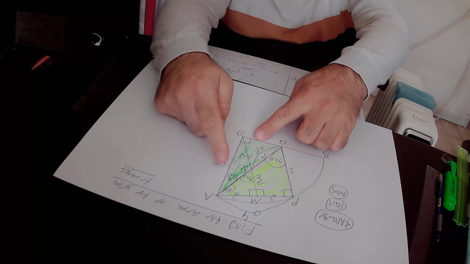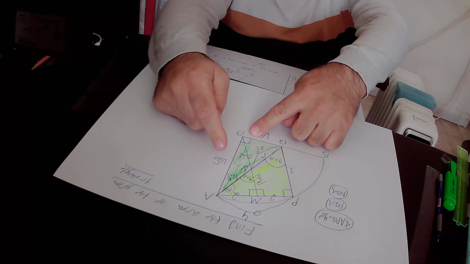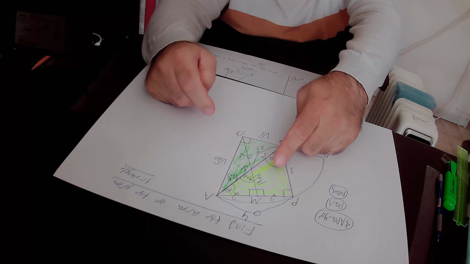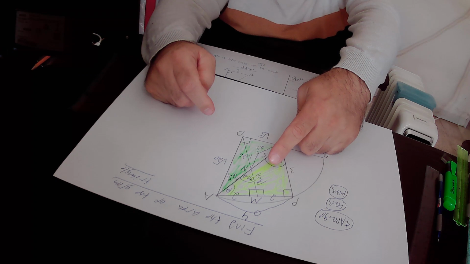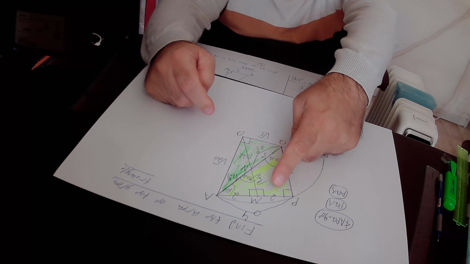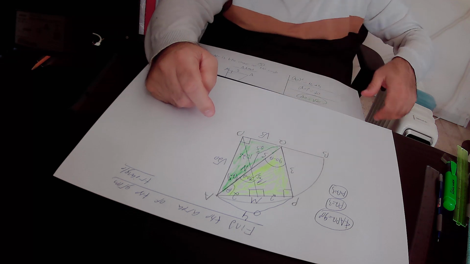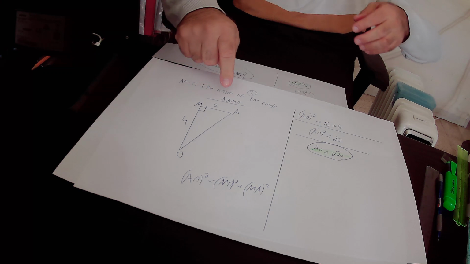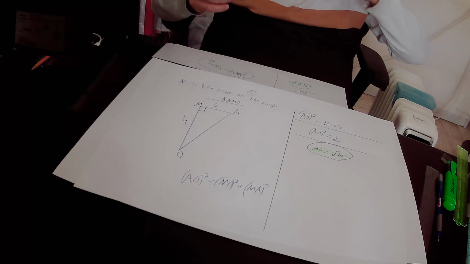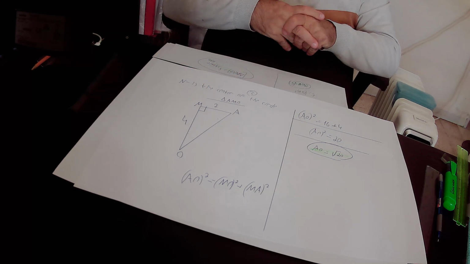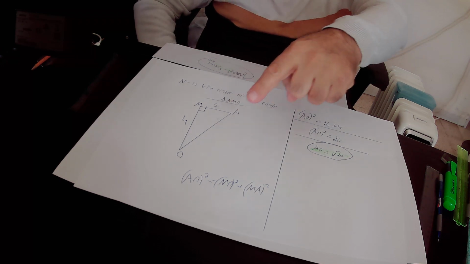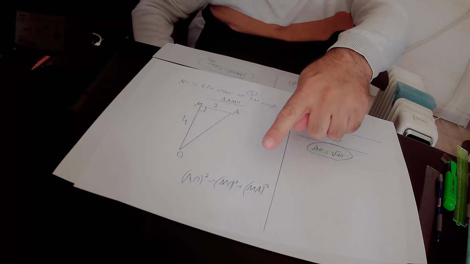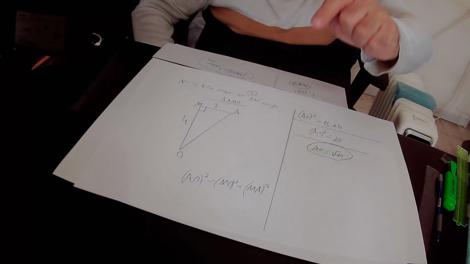Side MO equals MN plus NO. MN is 1.5, NO is 2.5. 1.5 plus 2.5 is 4. So in conclusion, we found out that MO equals 4 units. MA equals 2 units. And we implemented here the Pythagoras theorem. According to the Pythagoras theorem, AO square equals OM square plus MA square.